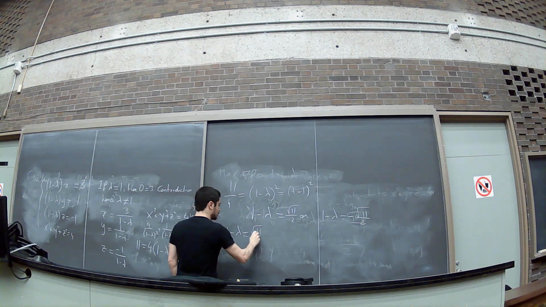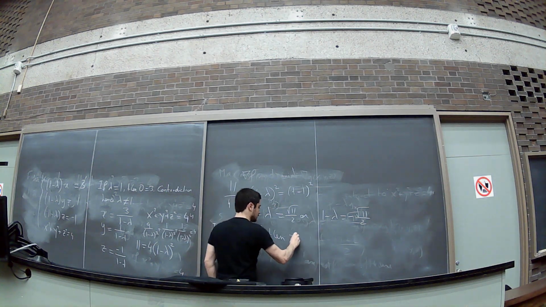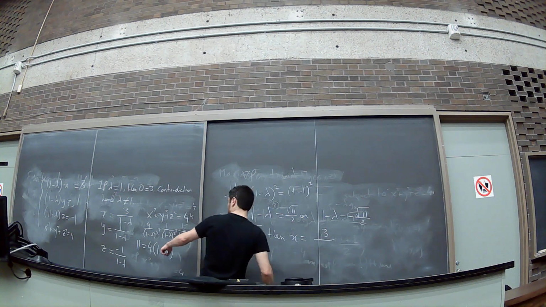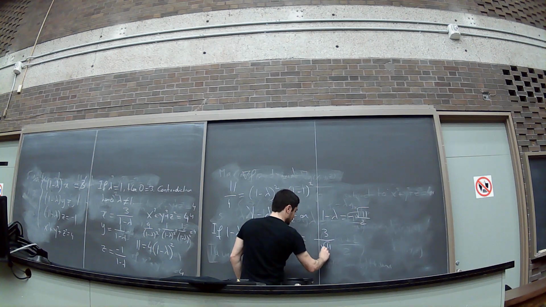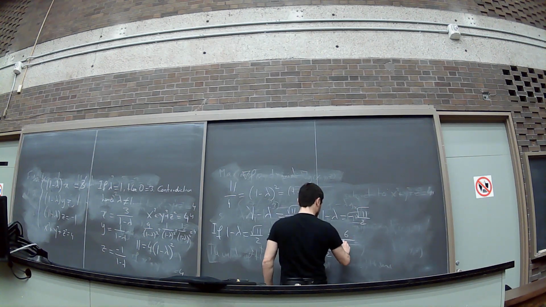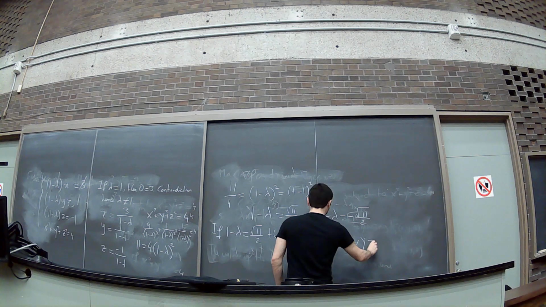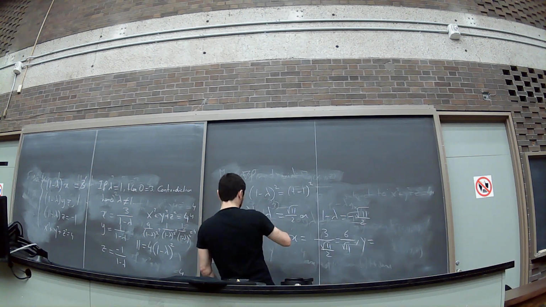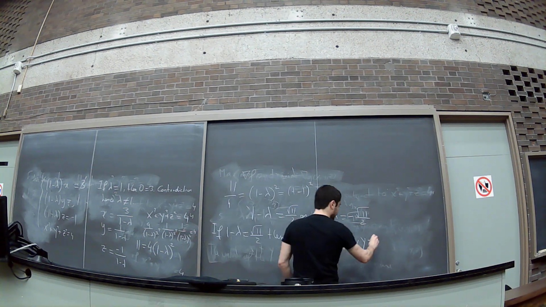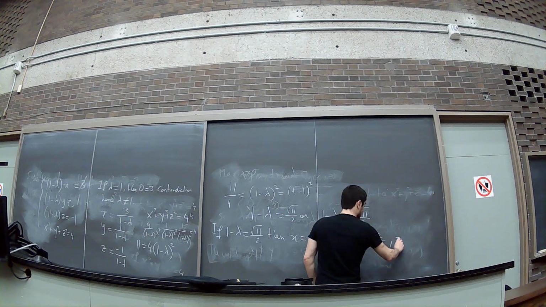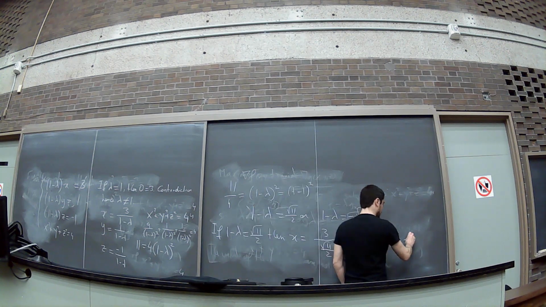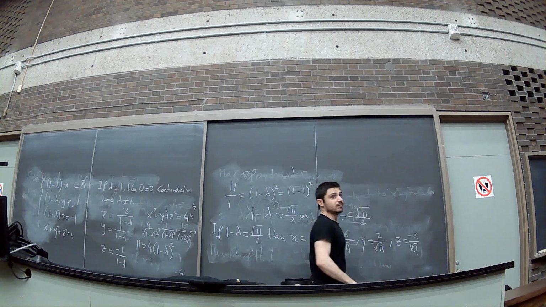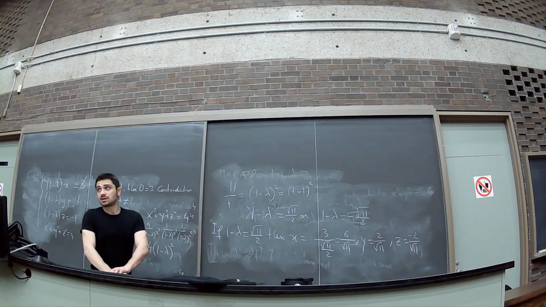So if 1 minus lambda is equal to root 11 over 2, then what is x equal to? Then x is equal to 3 divided by root 11 over 2, which is 6 over root 11. Y is equal to what? To 1 over 1 minus lambda, so 2 over root 11. And z is equal to minus 1 over root 11 over 2, so it's going to be equal to minus 2 over root 11.